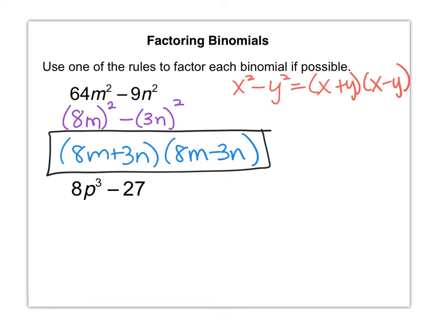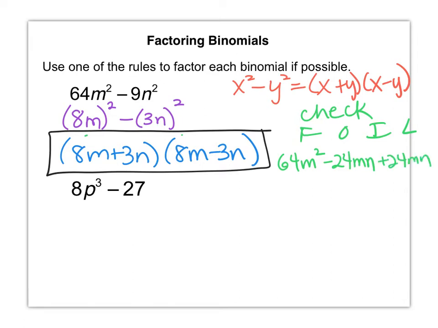What you can do to check is use the FOIL process and do the first, outer, inner, and last. When you multiply the first, you get 8m times 8m, which is 64m squared. The outer is 8m times negative 3n, or negative 24mn. The inner is plus 3n times 8m, which is plus 24mn. And the last term is plus 3n times minus 3n, or minus 9n squared.